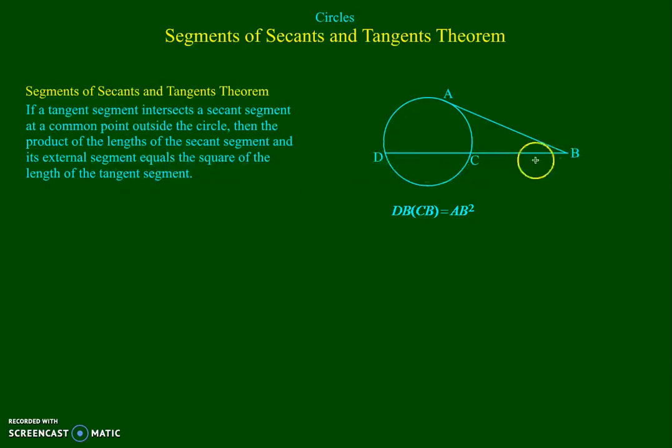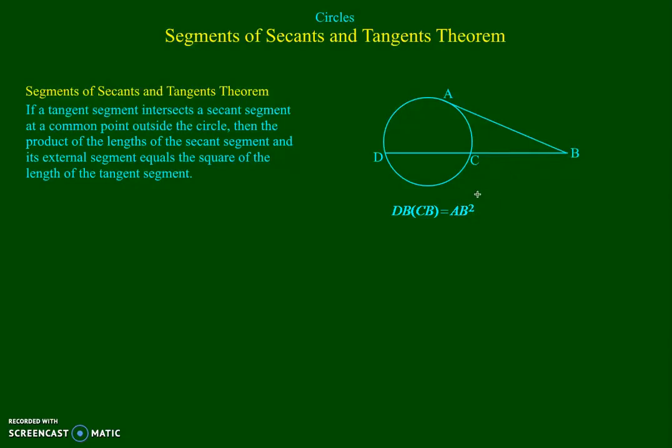So it's similar to the segments of secants theorem in that we have one secant segment here, so the entire secant segment times its external piece is equal to the square of the tangent segment. So rather than having two pieces to this tangent segment, we only have one piece that takes the entire side. So again, DB, the entire secant segment, times its external piece, CB, its external segment, equals the square of the tangent segment. So it's a little bit simpler.